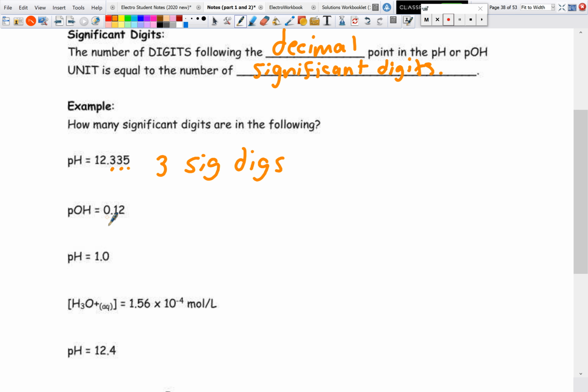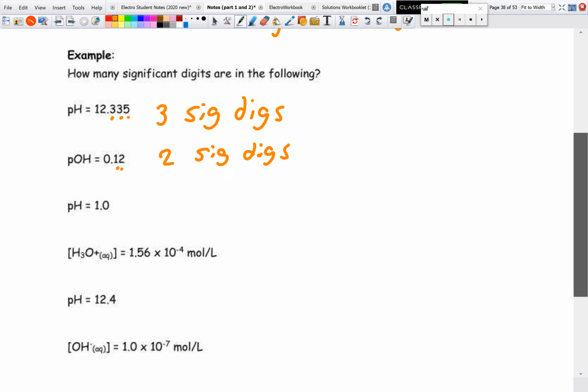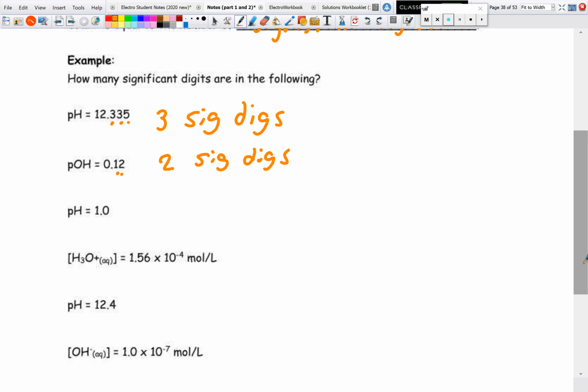Now for a pOH of 0.12, same thing. This is a pOH. It's still on that log scale. So we only look at points after the decimal. So that's just 1, 2. So it's 2 significant digits. There's a few other ones right here. Just be careful with this one and this one, because these are concentrations of hydronium and hydroxide. They're not pH or pOH, so their significant digits are going to be how you've done it in the past.